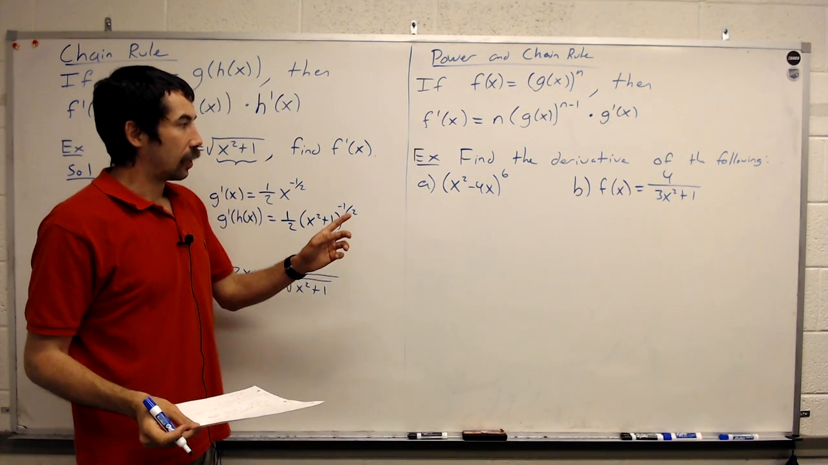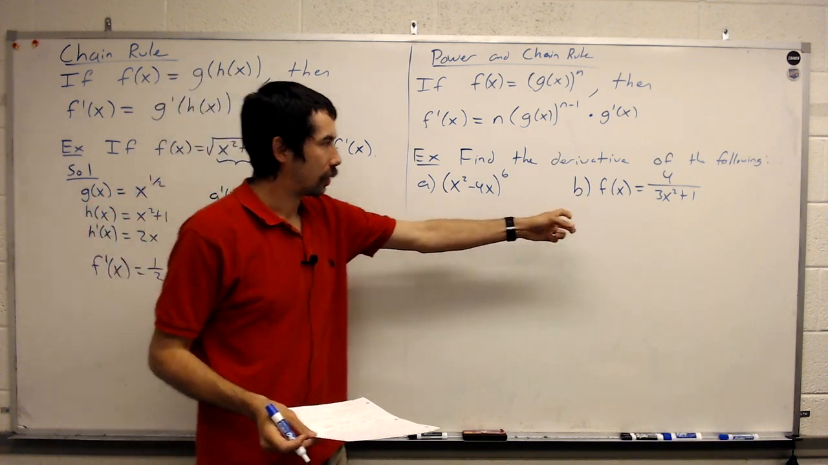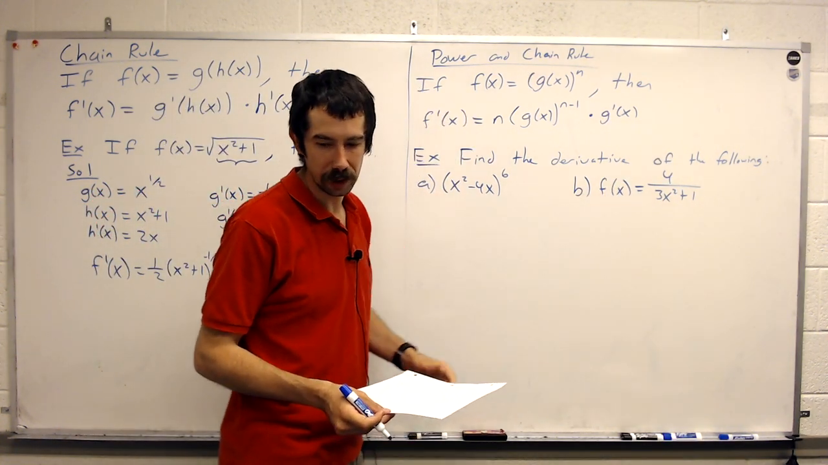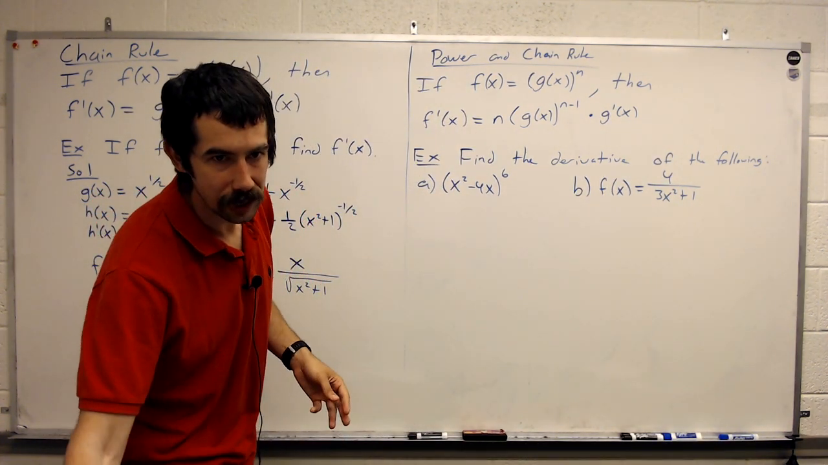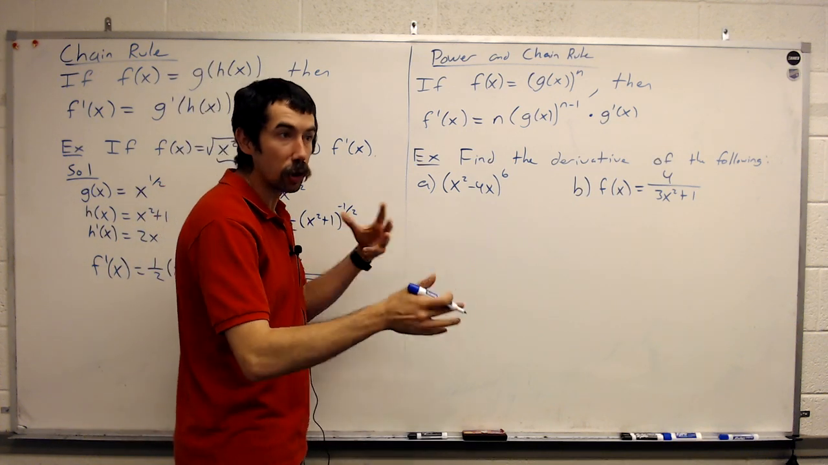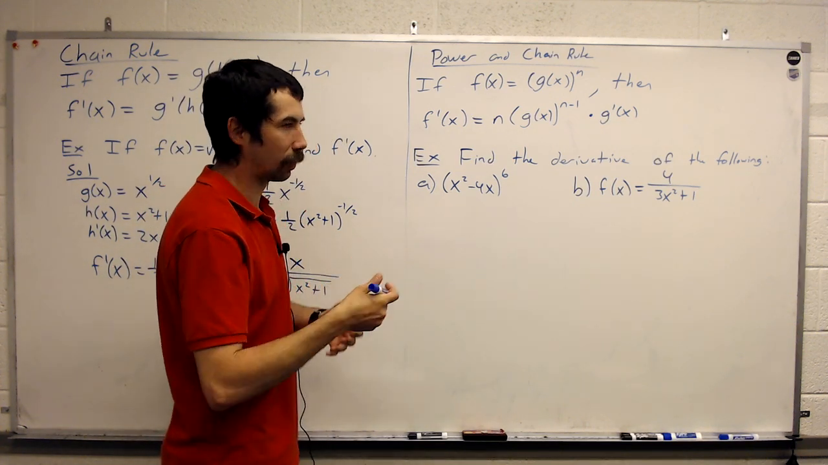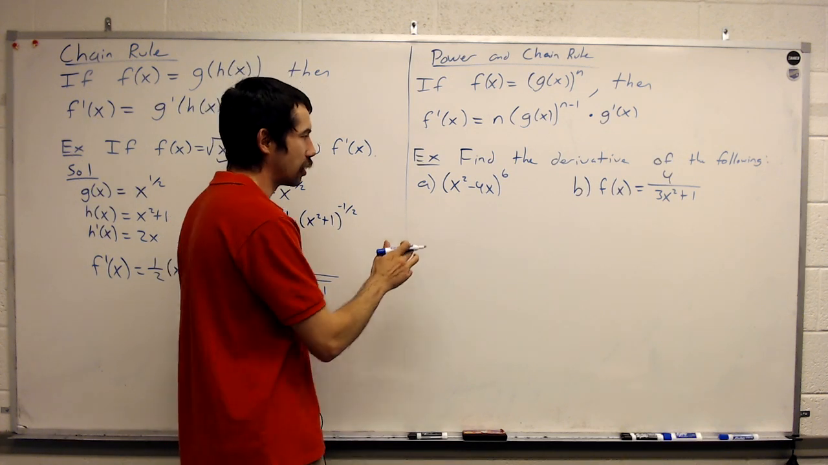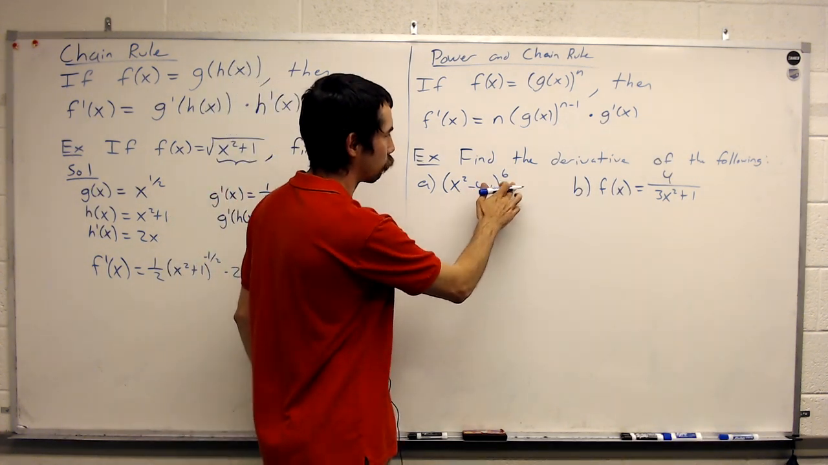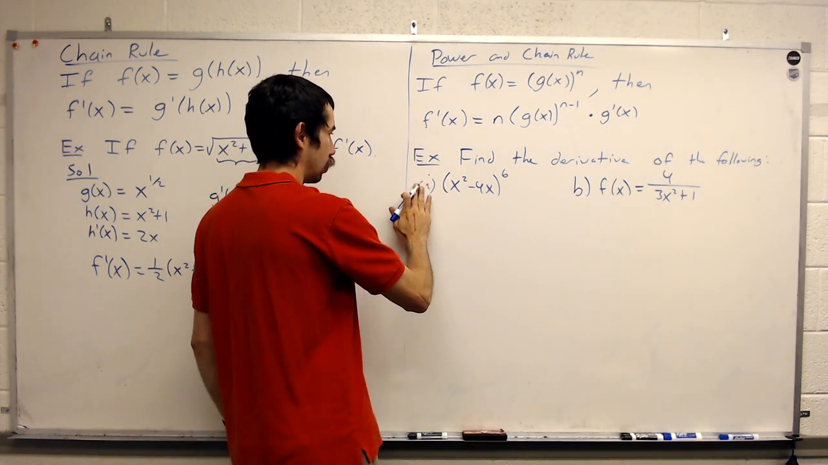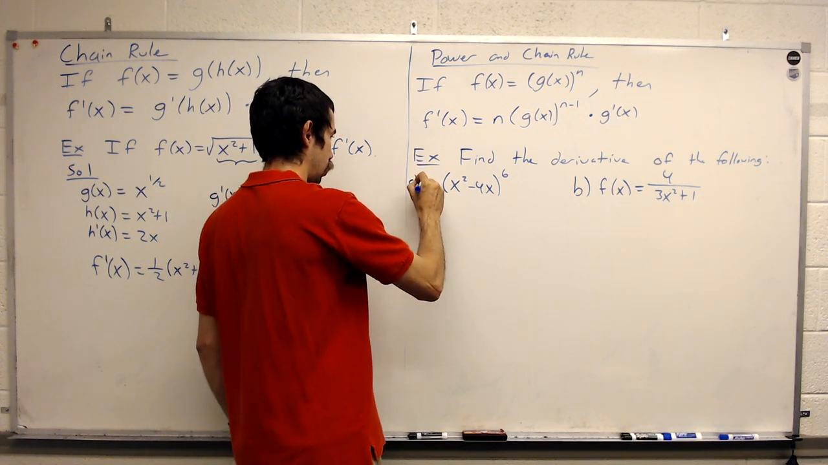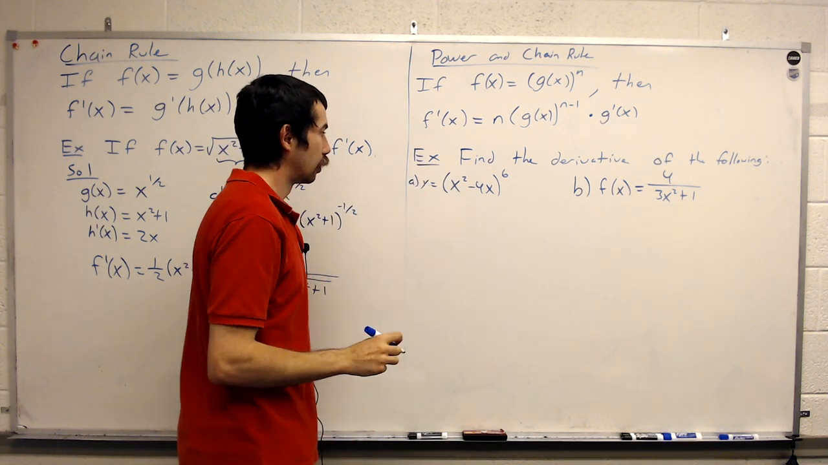Okay, I'm going to start with this one, and then we'll do this one a couple of different ways, because we're going to see that there's multiple routes that we could take to get to the right answer. So it's really just whatever you feel comfortable with. All right, so here we have x squared minus 4x raised to the 6th. Let's call this y.